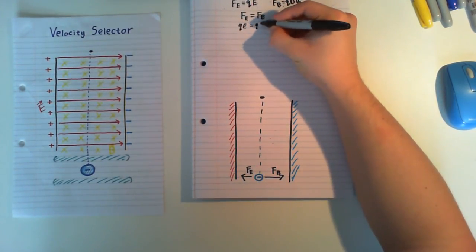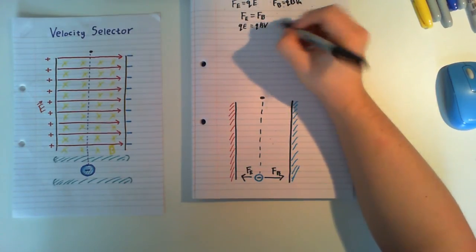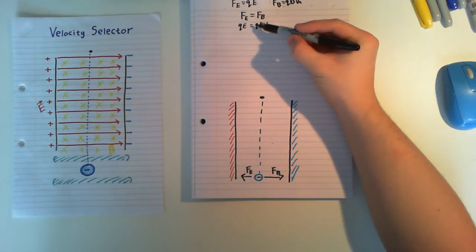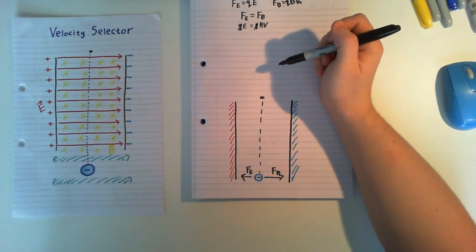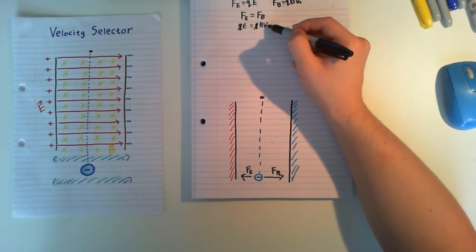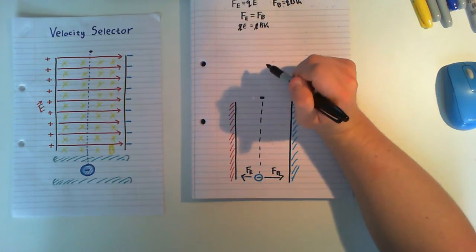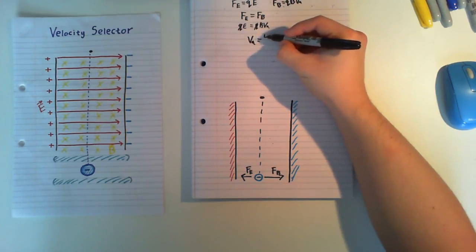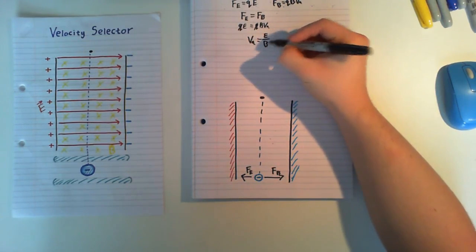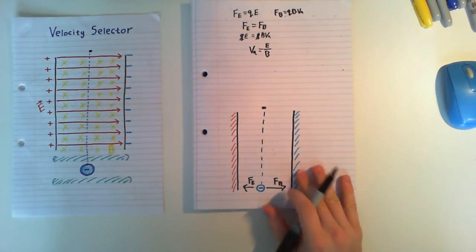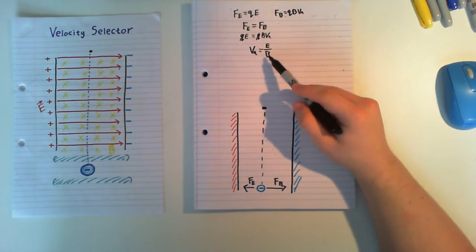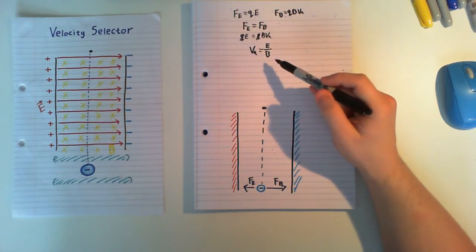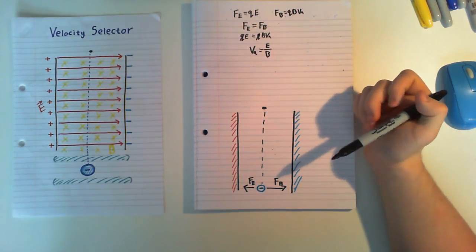equals qBv. I'm just going to put v instead of v_a each time, but no, it's a velocity, not any voltage. We can get rid of the q's on each side. Then you can just rearrange for our velocity, which is v equals E over B. So that's an equation there for the velocity which we'll get through. So when E over B is equal to the velocity of whatever we'll get through.